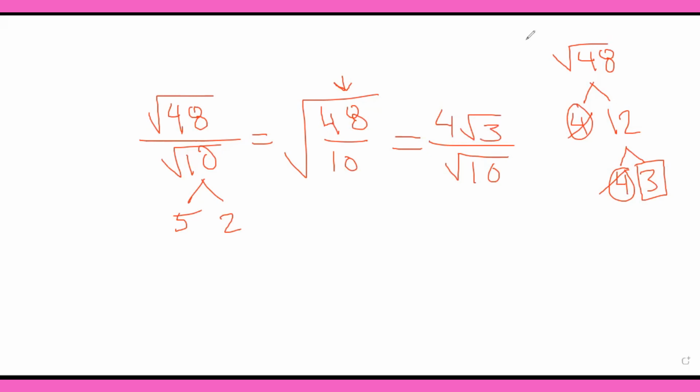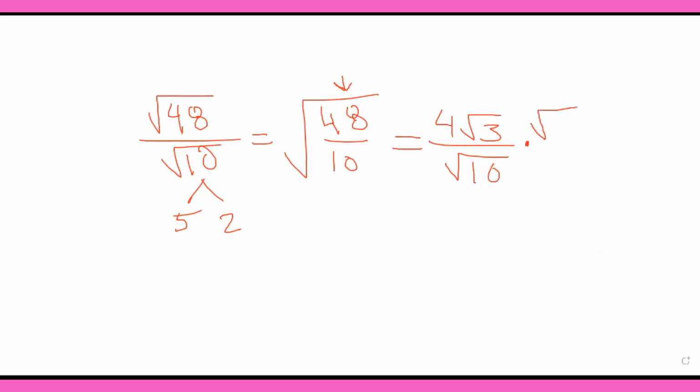So we probably wouldn't want to leave it like this. Often teachers say we don't want any radicals in the bottom. So we would want to, it's called rationalize the radical. And what that means is I'm just going to multiply the top and the bottom by the same radical that's already in the bottom. Because we can see here, square root of 10 over square root of 10, that's just 1. So I'm just multiplying the whole equation by 1, which doesn't change the value. It just changes how it looks.